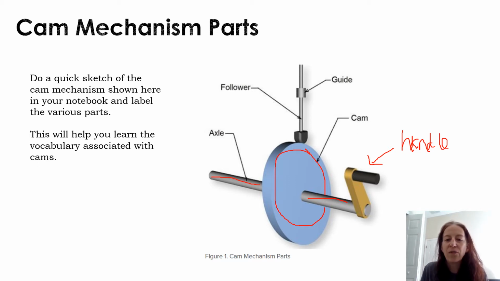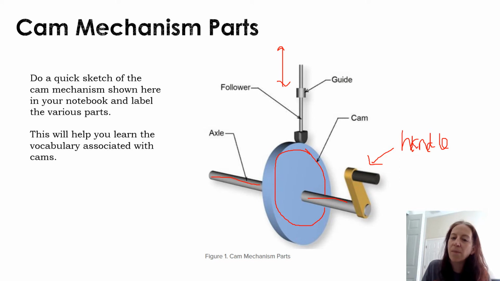Then we have the follower. The follower is the part that goes up and down. So the follower rests on the cam itself, and then as the cam is rotating, the follower goes up and down with the profile of the cam.